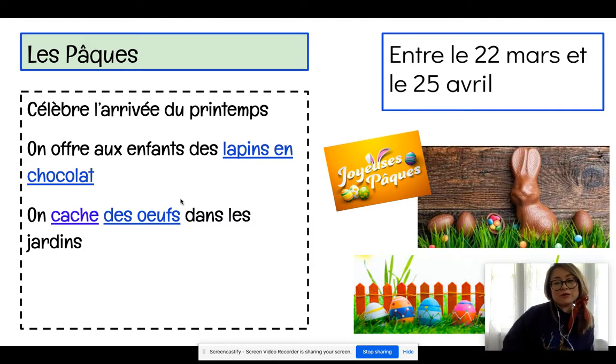Mais les Pâques, une fête religieuse, mais aussi pour célébrer l'arrivée du printemps. Et pour les Pâques, on offre aux enfants des lapins en chocolat. Regardez, une photo d'un lapin. Un lapin, ça c'est l'animal, en chocolat. Et on cache des œufs. Regardez, des œufs. On cache des œufs dans les jardins. Cacher, c'est un verbe et ça veut dire to hide.